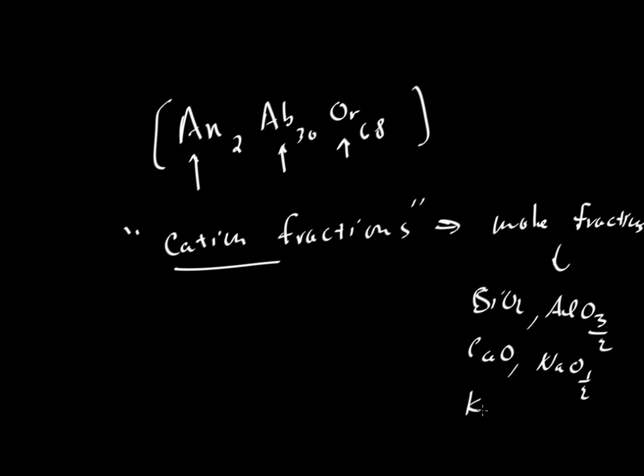So we would write things like this. Instead of Al2O3, we'd have AlO 3/2. We just take Al2O3 and cut the whole thing in half. Similarly here, Na2O, cut the whole thing in half, and we have NaO 1/2. So cation fractions are mole fractions where we only have one cation per oxide that we're examining.